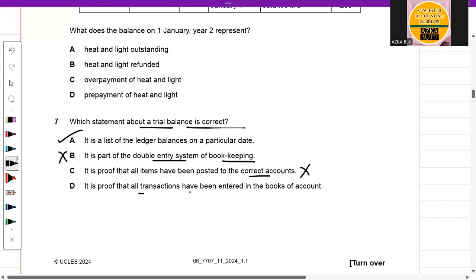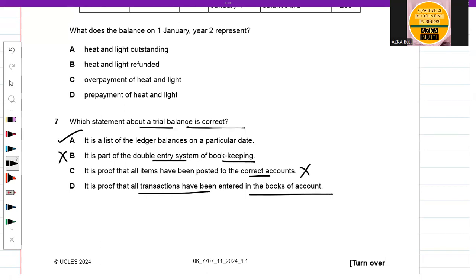It is proof that all transactions have been entered in the books of account. Again, this is not sure because in a trial balance, there are a lot of mistakes we make in different books of account. And because of that, our trial balance would not balance. And that's why we have to prepare the suspense account. So this is also not right. So A option is the right option.